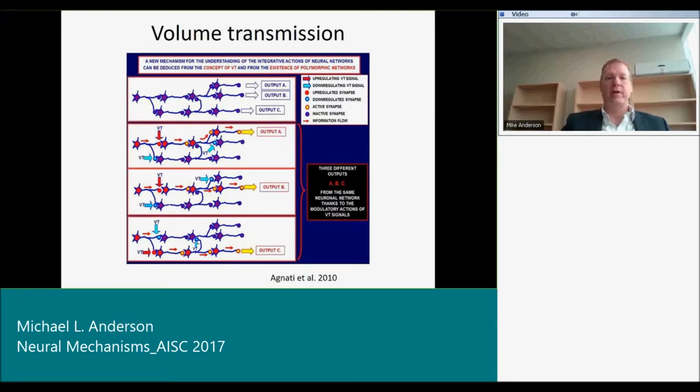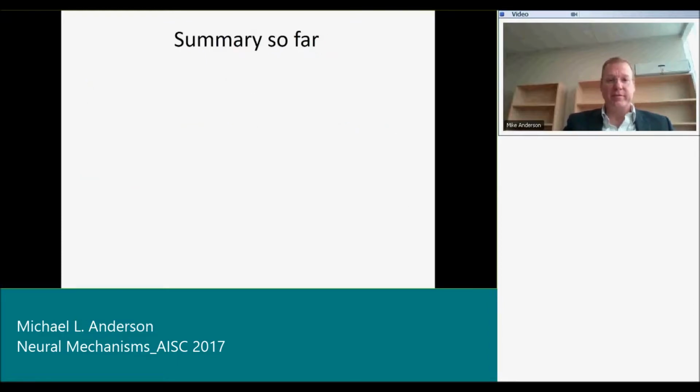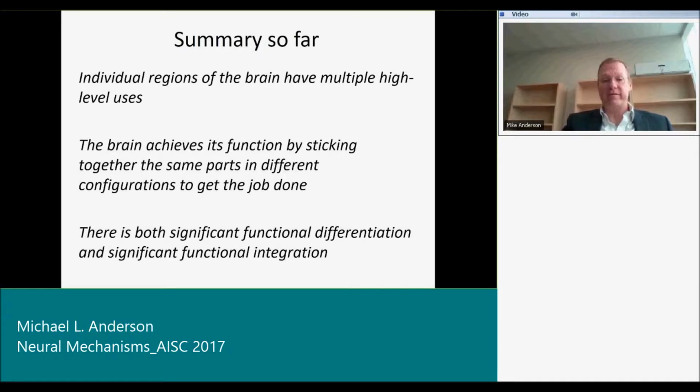There's a different version of neuromodulation, something called volume transmission, in which basically neurotransmitter gradients across the cortex, or not just the cortex, but across the brain, change the relative likelihood of activation in various structures. Anyway, so that's the idea. We've got these many-to-many mappings, right? Individual regions of the brain, multiple high-level uses. That function is achieved by putting the same bits together in different configurations. And there's significant functional differentiation and significant functional integration.